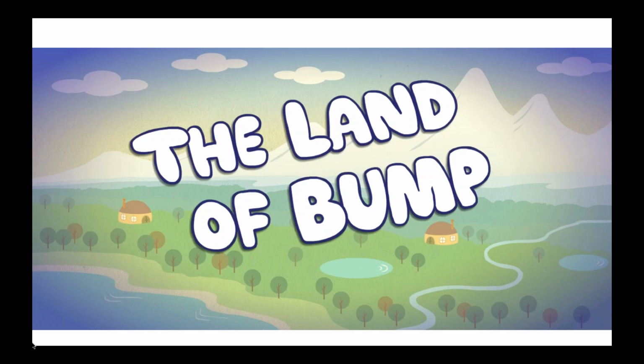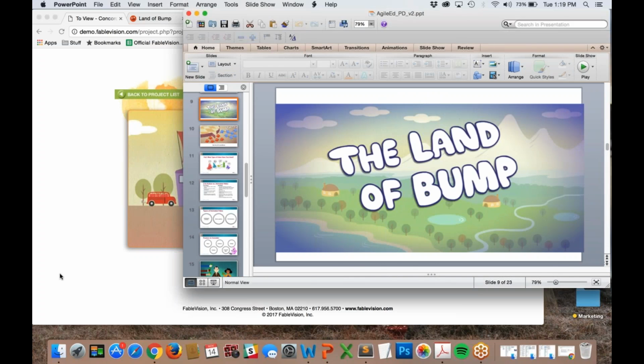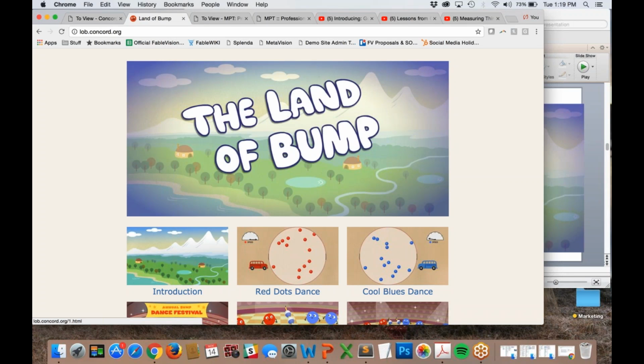So this sample we're going to show you is called The Land of Bump. It introduces children to the concepts of temperature change and particle movement for kids in that K-2 age demographic. It's a story-based approach to those different states of matter, liquid, solid, and gas, and it has a pretty cute design. I'm going to exit the presentation quickly to show you.